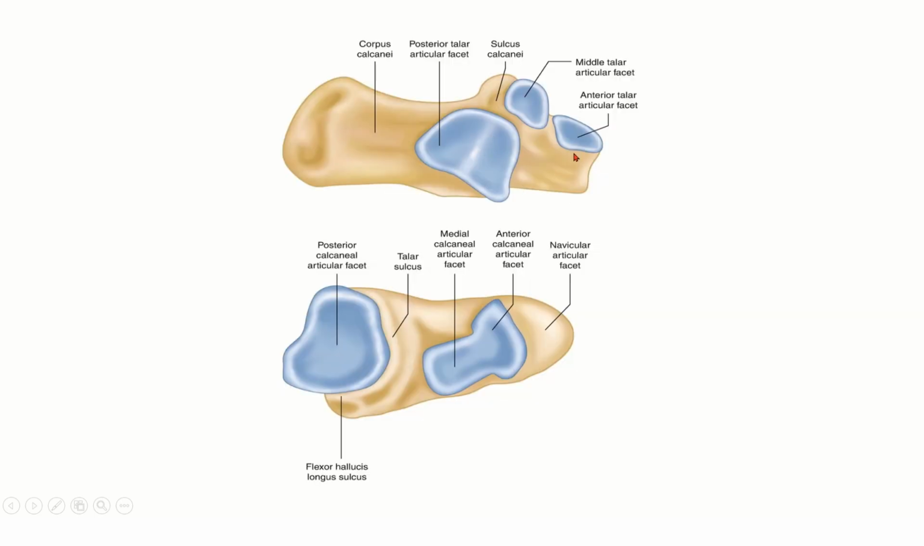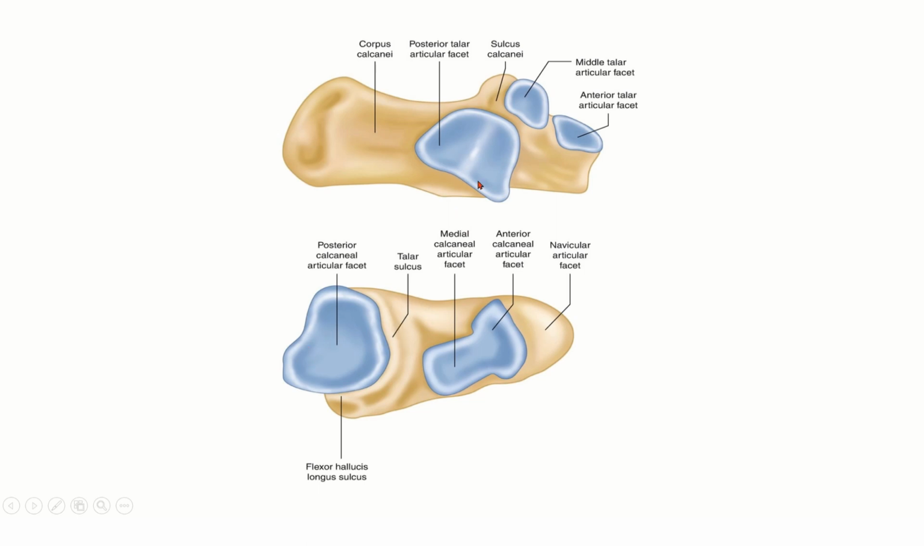You can observe this is the calcaneum. You can see these are the two articular facets on the sustentaculum tali, and you can see this is the articular facet on the middle one third of the calcaneum. Here you can also see the sulcus calcanei. So this is the inferior aspect of the talus. Here you can see the anterior calcaneal articular facet, and you can see the medial calcaneal articular facet, and here you can see the posterior calcaneal articular facet. This facet joins with this facet to form the subtalar joint.